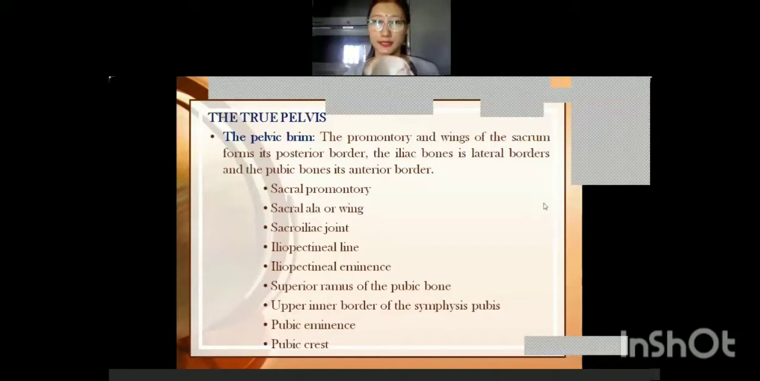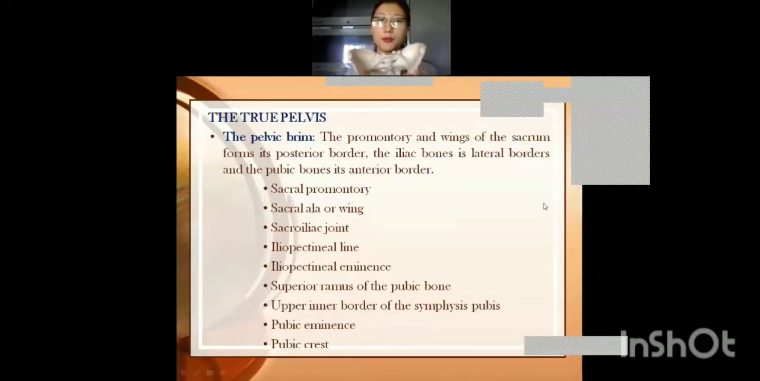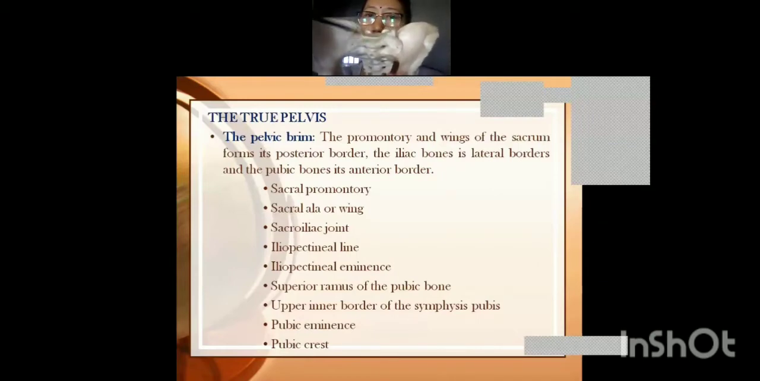Okay, so let's see here. In the pelvic brim we have the sacral promontory. Can you see it? This bony prominence is the sacral promontory. Then the area that stretches from the sacral promontory to the sacroiliac joint is known as the sacral ala, or the wings of the sacrum. That is the second landmark.